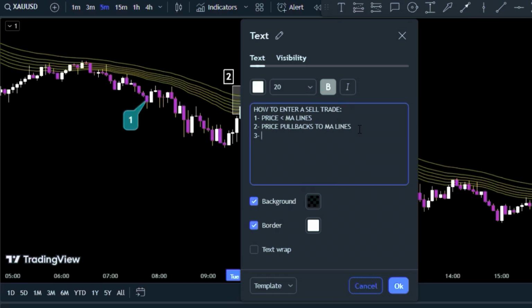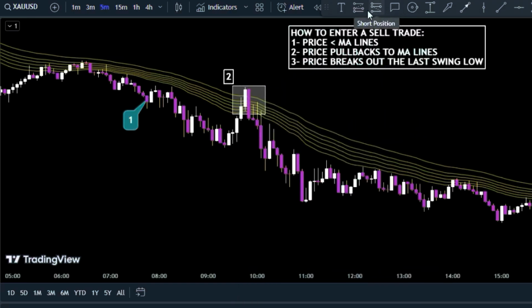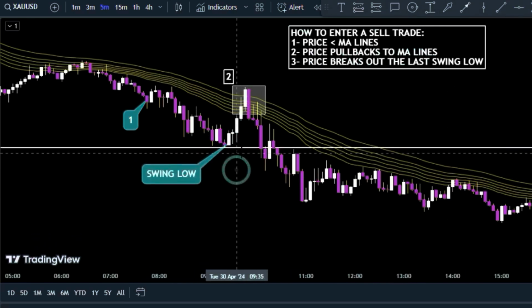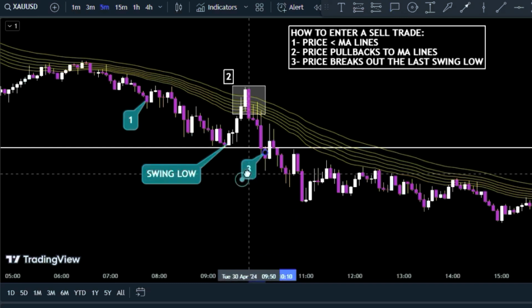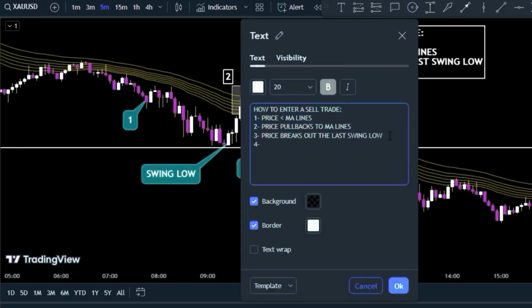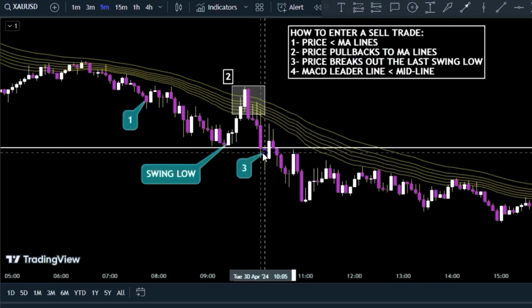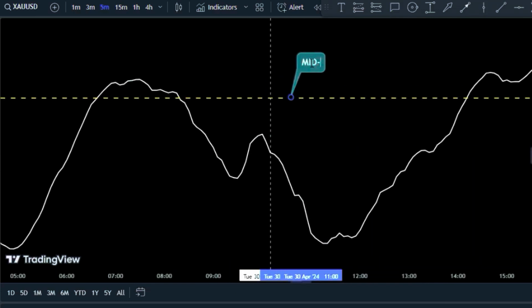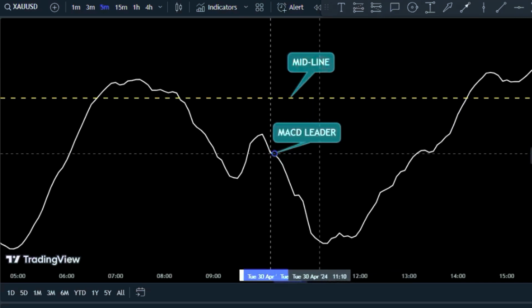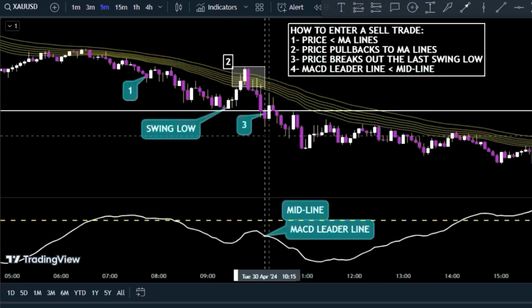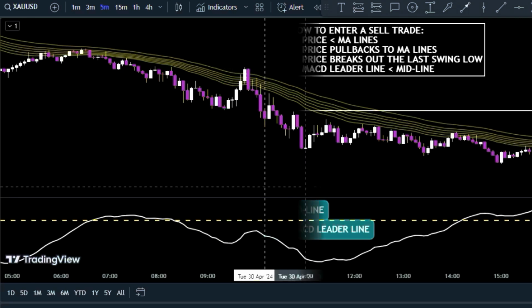Then, wait for the price to break out from the most recent swing low in the market. Finally, as a confirmation, check that the MACD leader line is below the midline of the indicator. So, once you spot all these signs coming together, it's time to enter a sell trade.